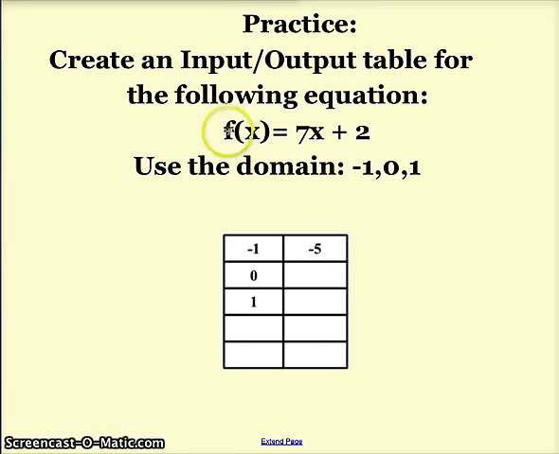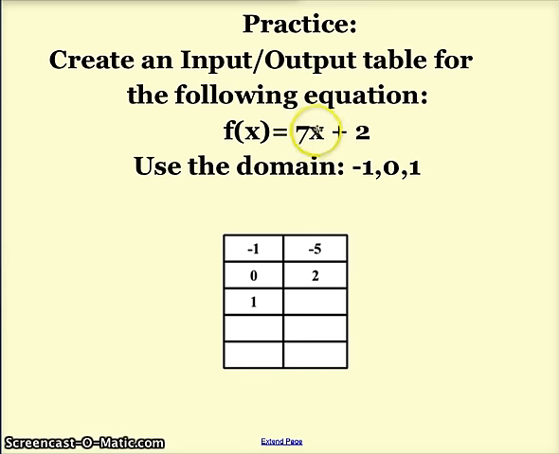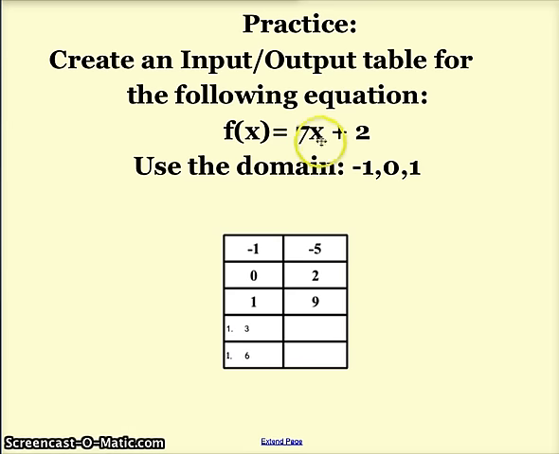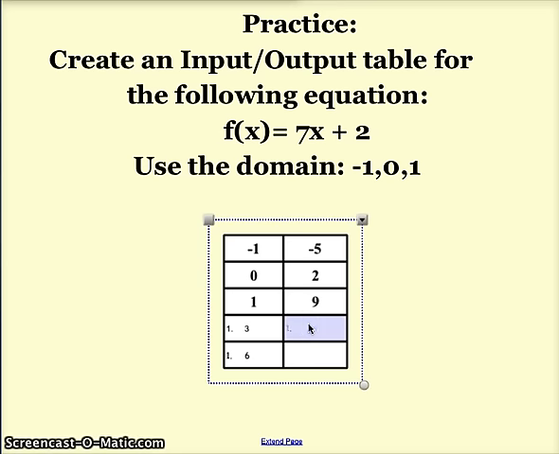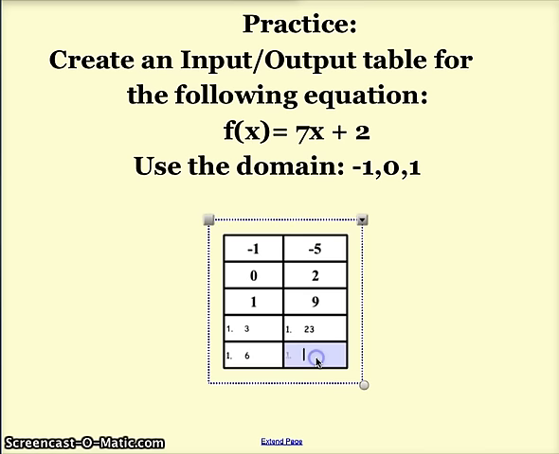Now, since y is a function of x, so it depends on x, 7 times 0 is 0 plus 2 is 2. And finally, 7 times 1 is 7 plus 2 is 9. Now you come up with two values. If no domain is given to you, you choose your own. I'm going to pick 3 and I'm going to pick 6. 7 times 3 is 21 plus 2 is 23. And 7 times 6 is 42 plus 2 is 44.